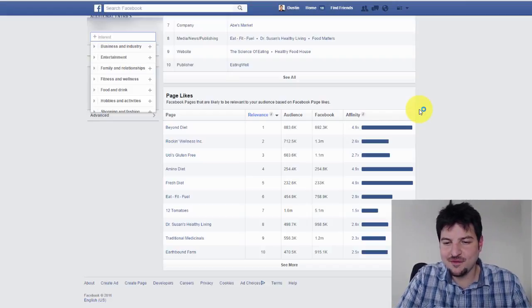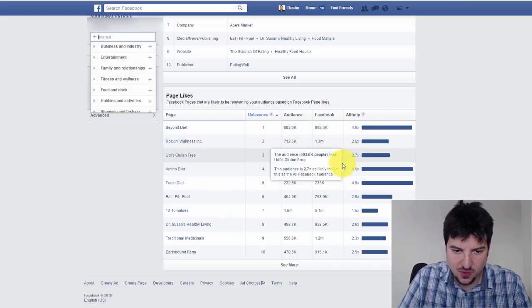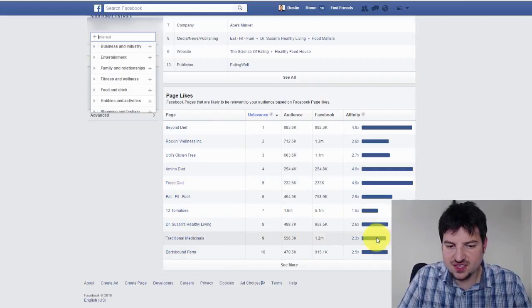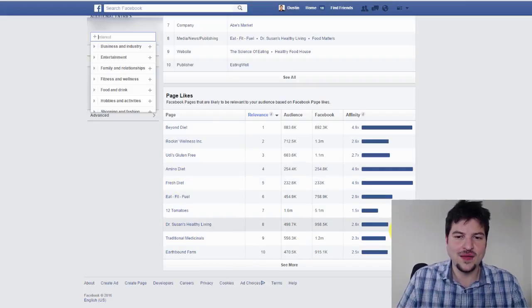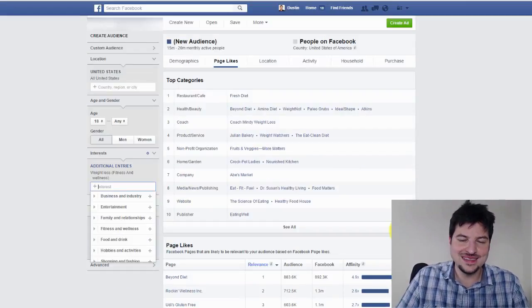So we've got Beyond Diet at 4.9 affinity, Rock and Wellness 2.6. We've got some gluten-free thing at 2.7. Amino diet. You can get the point here. This is super broad. This is not narrowed down. It's not targeted. And that's one of the benefits of using the Audience Insights tool.